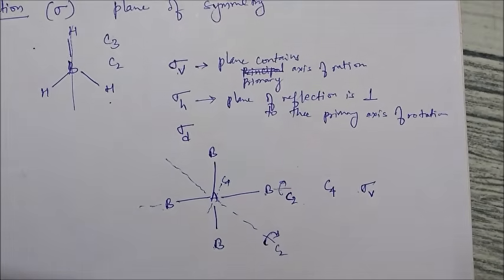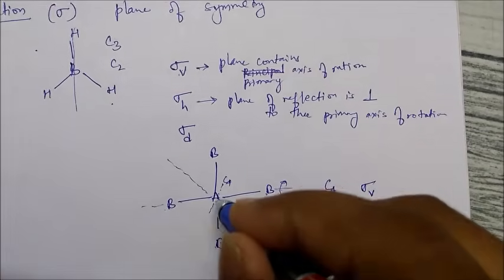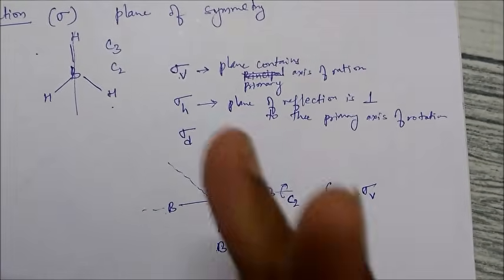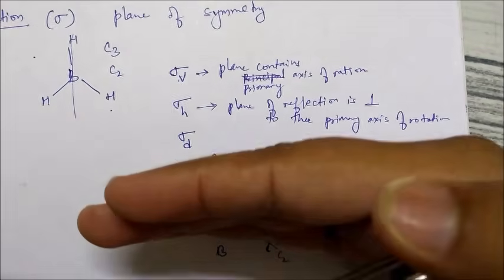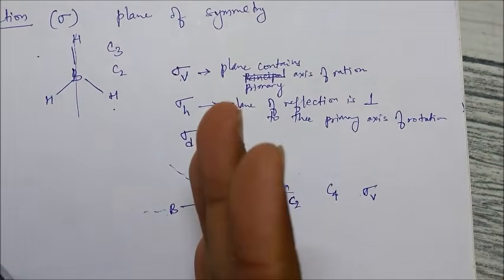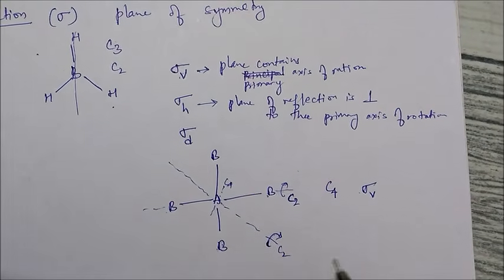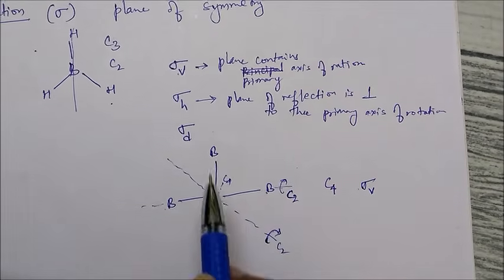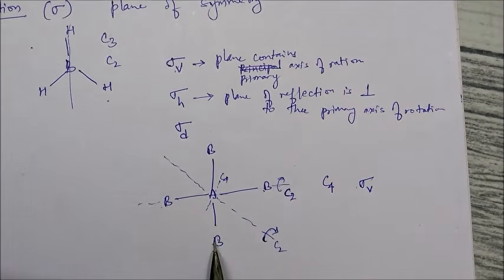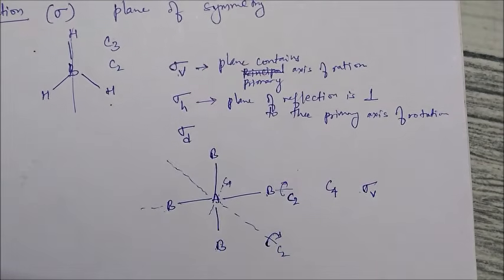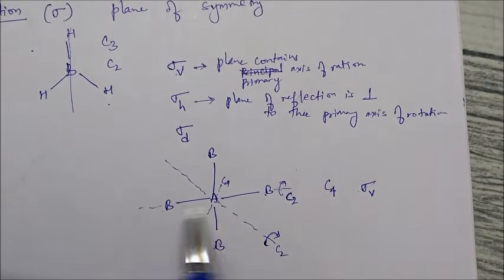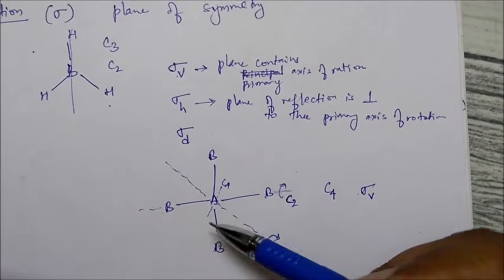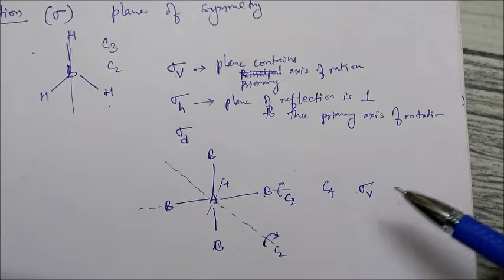That will be called sigma v, because I have already told you that it is the plane which contains the primary axis. This was the primary axis, going perpendicular like this, and these planes were containing this C4 axis. That's why they are called sigma v. So sigma v is the plane passing through these three atoms B, A, and B, and reflecting these B, and likewise passing through this B, A, and B, and reflecting these B.